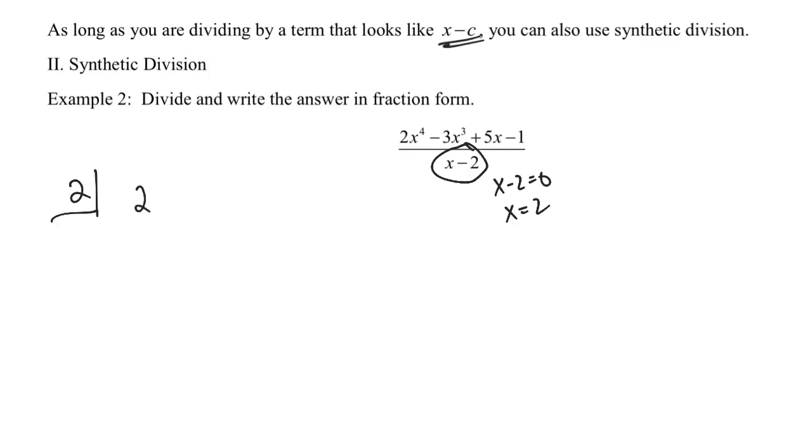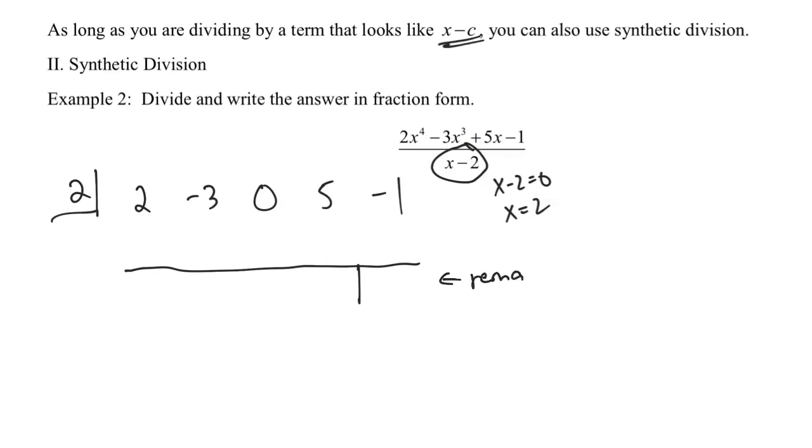And so starting with x to the 4th, that's a 2. X cubed is negative 3. Remember that there was no x squared term, so I've got to put a 0 there as a placeholder. 5x, and then minus 1. And then leave a little bit of space and put a horizontal line. I like to also draw a little vertical line down here because I know that the last number is always going to be my remainder. And if you'll notice, this is the same problem that we did in example 1. So the goal here is if we do it right, we should get 17 just like we did before.